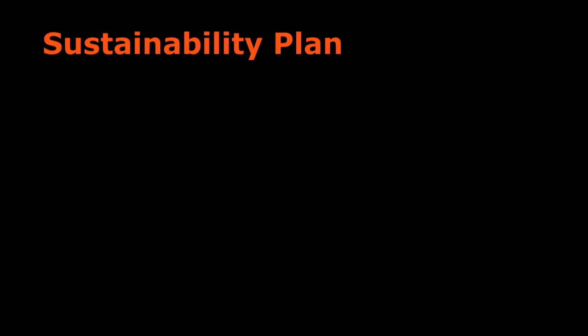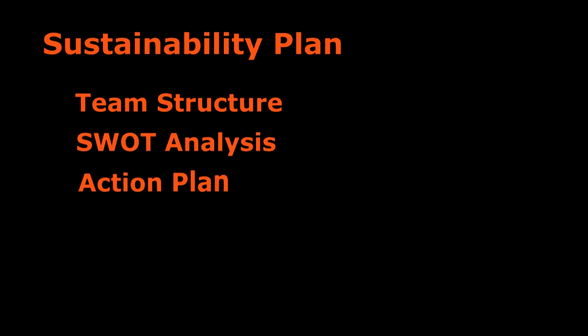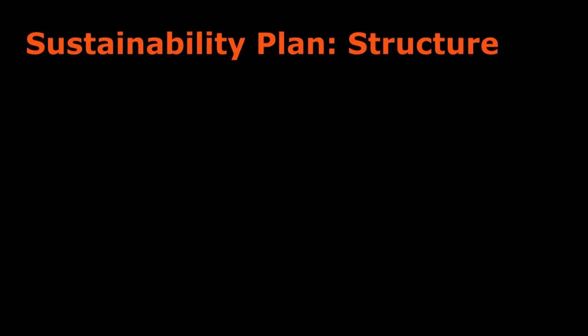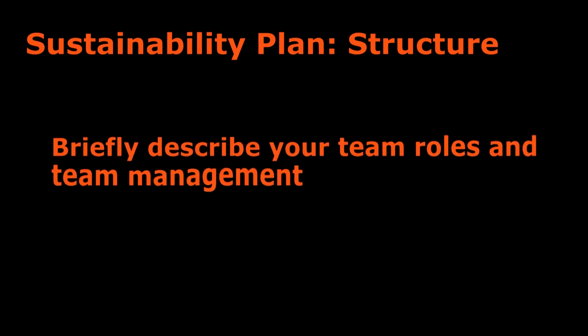Finally, we are going to talk about the sustainability plan. If you choose to make a sustainability plan, it needs to include 5 things: the team structure, a SWOT analysis, an action plan, the team goals, and details on how you plan on training rookie members and staying competitive. The first thing your sustainability plan needs is your team structure. This is the same as required in the business plan and team section. You need to write about your team roles and how your team works.